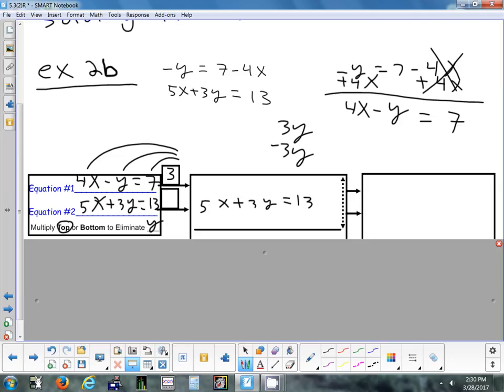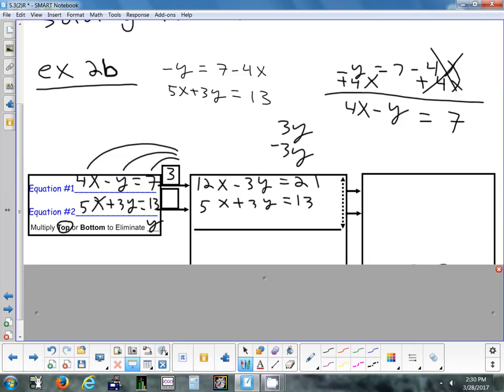Can somebody distribute out 3 and tell me what I get in the top? 12, good, go ahead, Kyle. 12x minus what? 3y, yep. And what's on the other side? Perfect. And now look at -3y plus 3y. That's the goal.